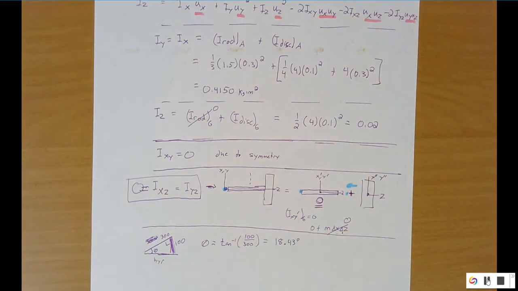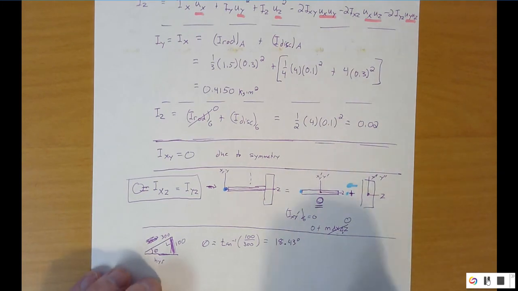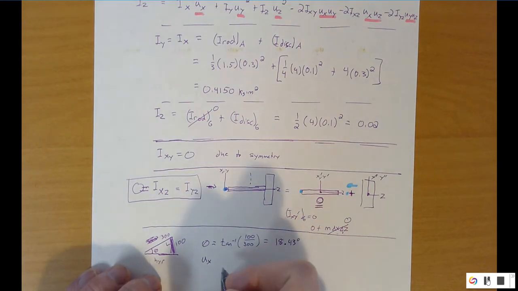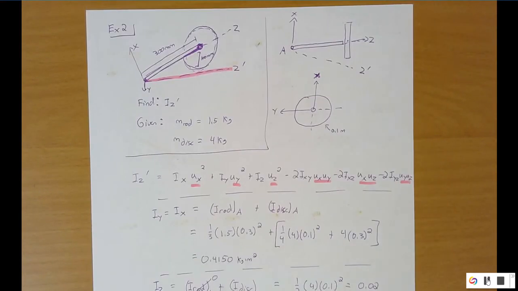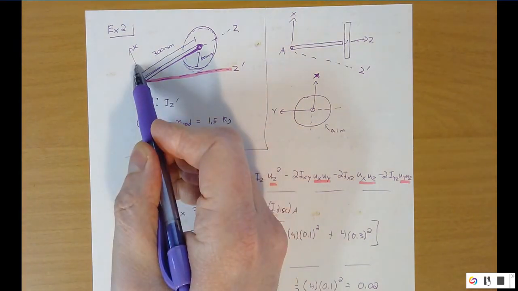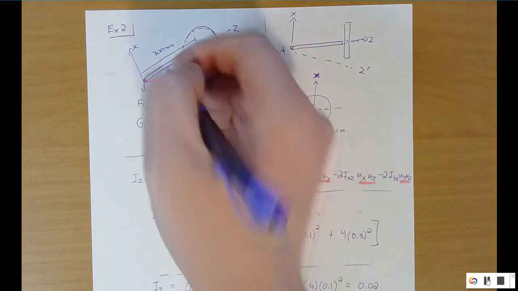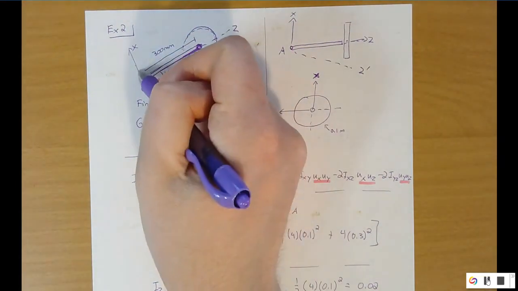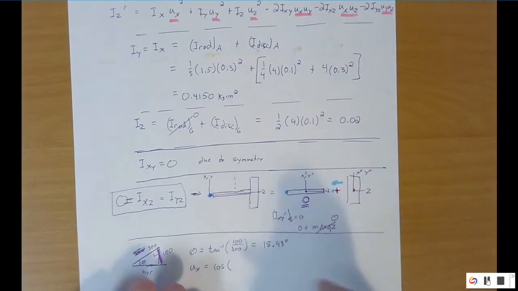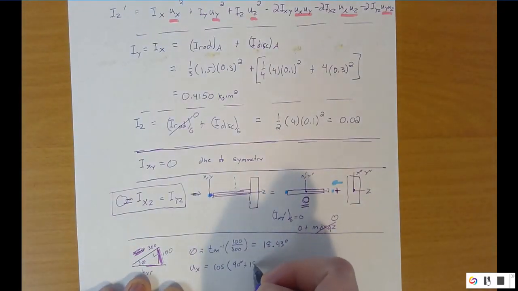And so you could use this to calculate a new vector, but we can just use our direction cosines now. So ux is going to be the cosine of alpha. So alpha is going to be this 90 degrees here plus the 18 degrees here. So it's the 90 degrees plus the 18.43 degrees. So that's my ux.